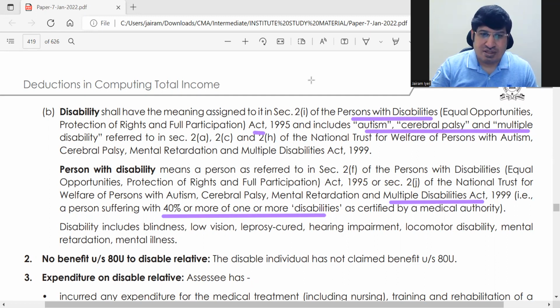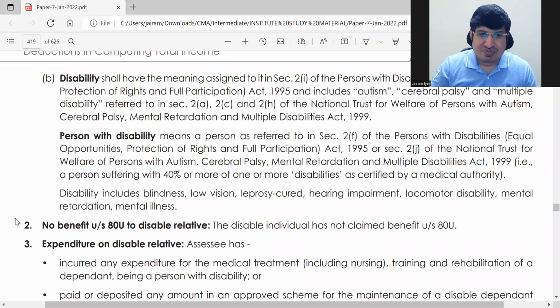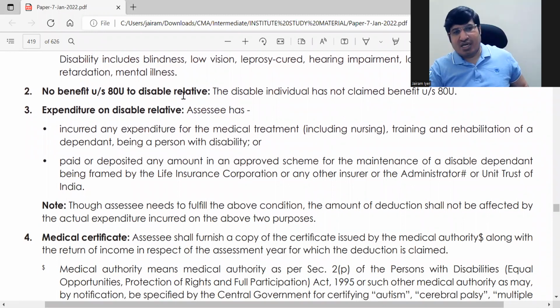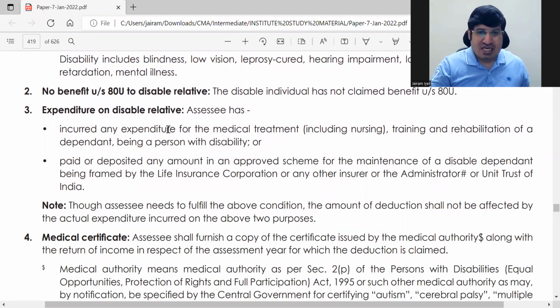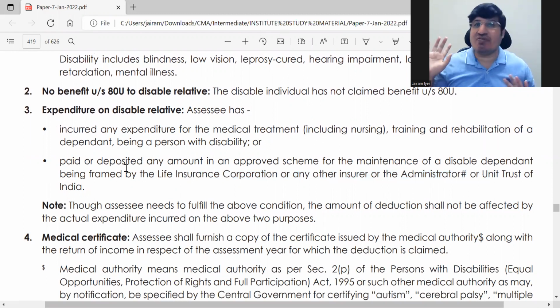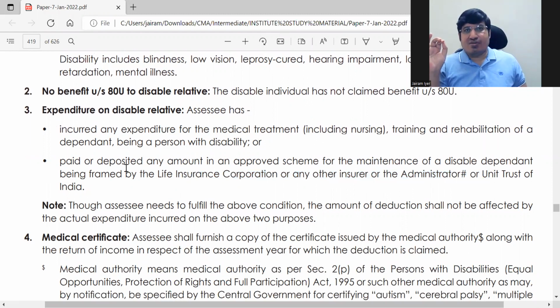If it is severe disability, it will be 80% or more. And no deduction under 80U to the disabled relative. Then expenditure, what expenditure? If you have incurred expenditure on medical treatment or deposited an amount in LIC, other insurer, UTI, then you will get a deduction of 75,000 or 1,25,000. So it doesn't depend on your expenditure here.